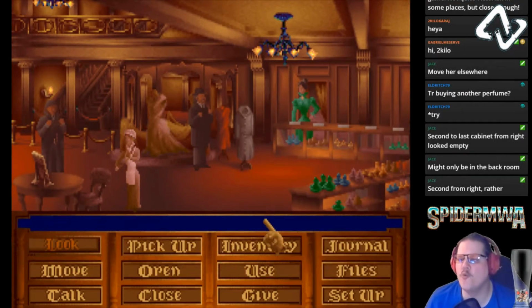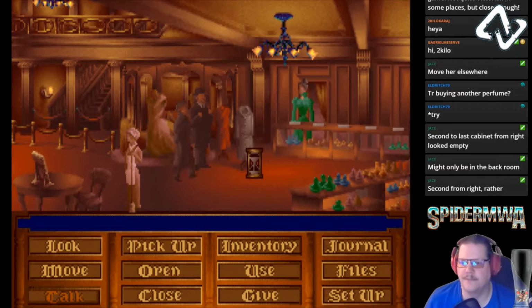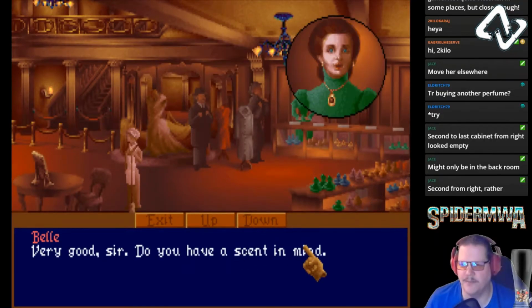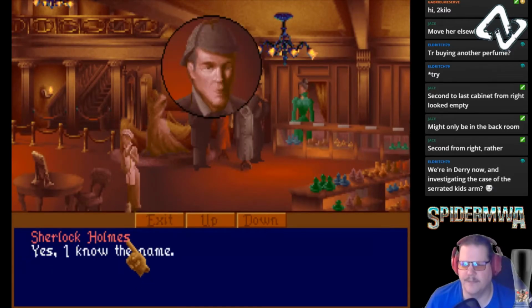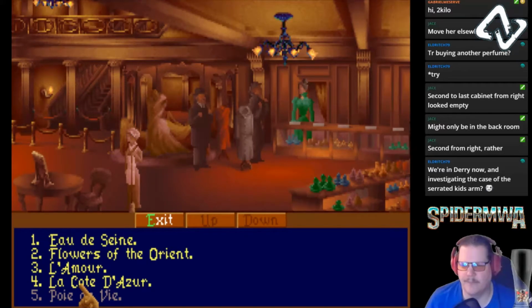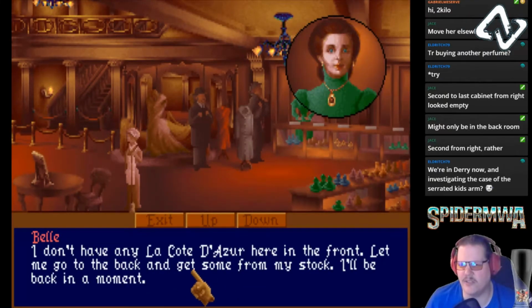La Côte d'Azur. Okay. Azure Coast. I would like to purchase some perfume. Very good, sir. Do you have a scent in mind? Yes, I know the name. And what is the name? La Côte d'Azur. I don't have any La Côte d'Azur here in the front. Let me go into the back and get some from my stock. I'll be back in a moment.